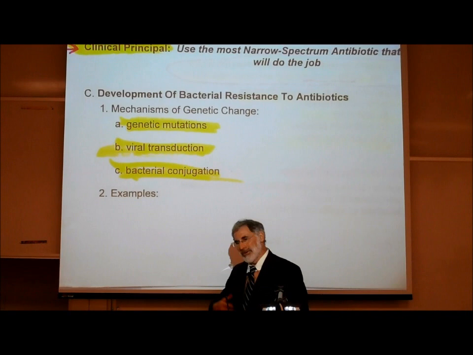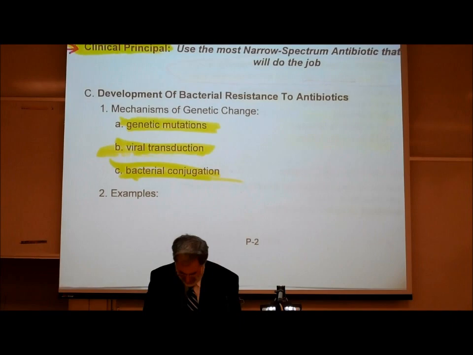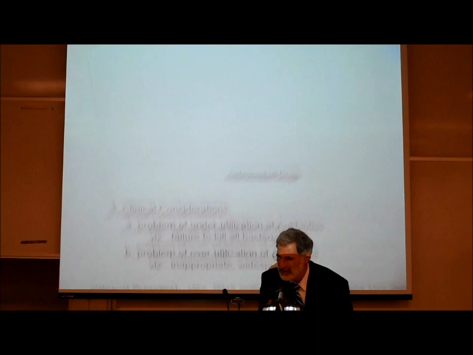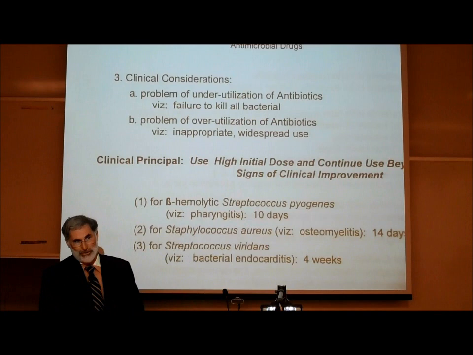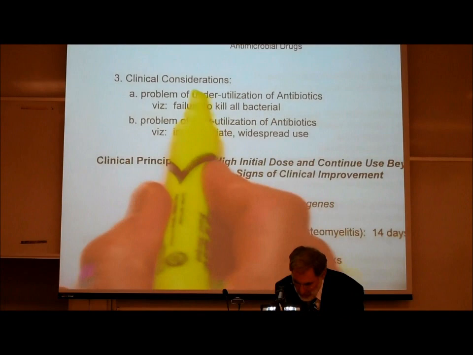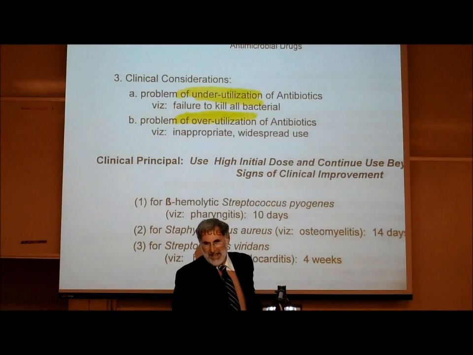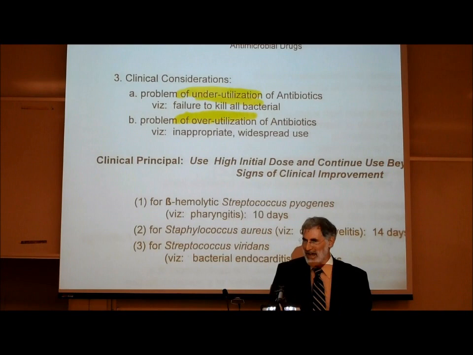Now, on page P3, what are some examples? Well, first of all, in terms of the use of antibiotics, there are two major things that tend to promote or encourage resistance to antibiotics: both underutilization and overutilization. We're guilty of both.